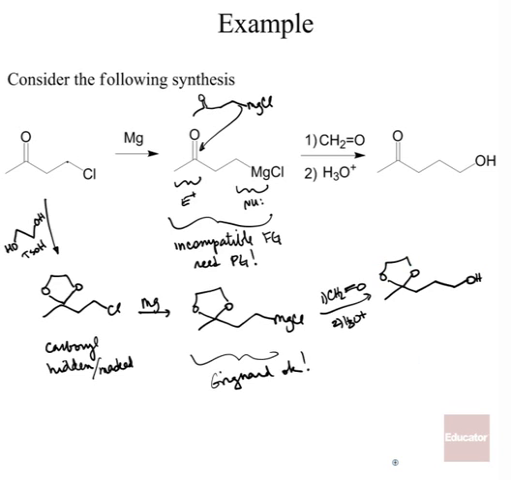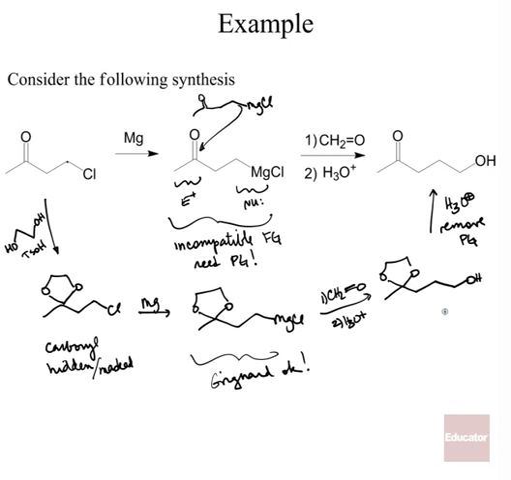And then at the very end, to get to my desired target molecule, I need to remove the protective group. I need to get rid of that acetal. And how do I do that? I use water and acid, H3O+. Hydrolysis. So I know how to put an acetal on with an alcohol and acid, and I know how to take it off with water and acid.